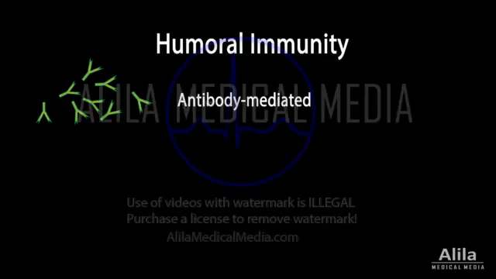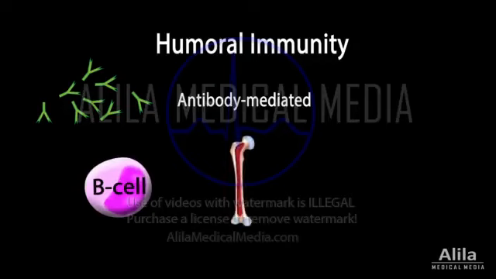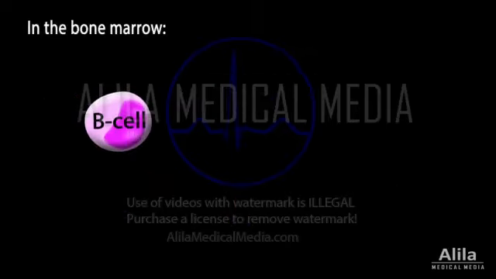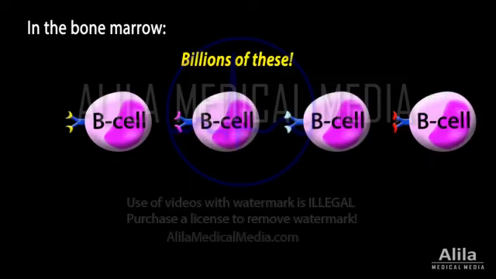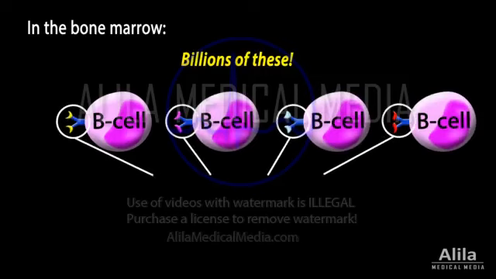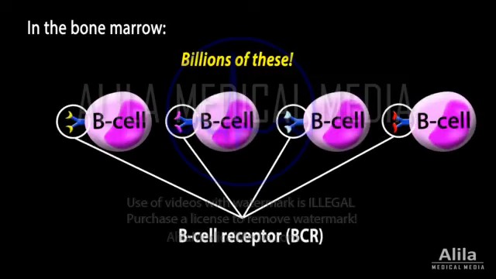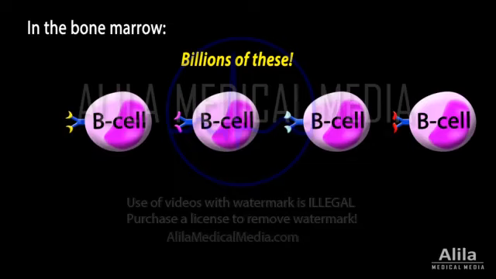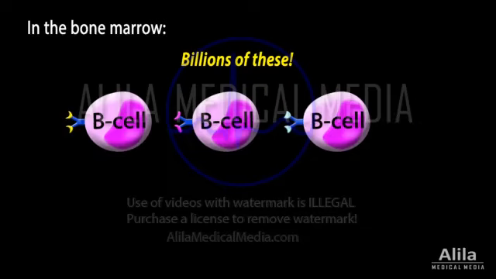The major players of humoral immunity are B cells. They develop in the bone marrow and complete their maturation in the spleen. Similar to T cells, B cells are formed in billions of variations, each carrying a unique surface protein called B cell receptor, BCR. Just like T cells, they also learn to not react to the body's own antigens. Those that react to self-molecules are eliminated or ignored.